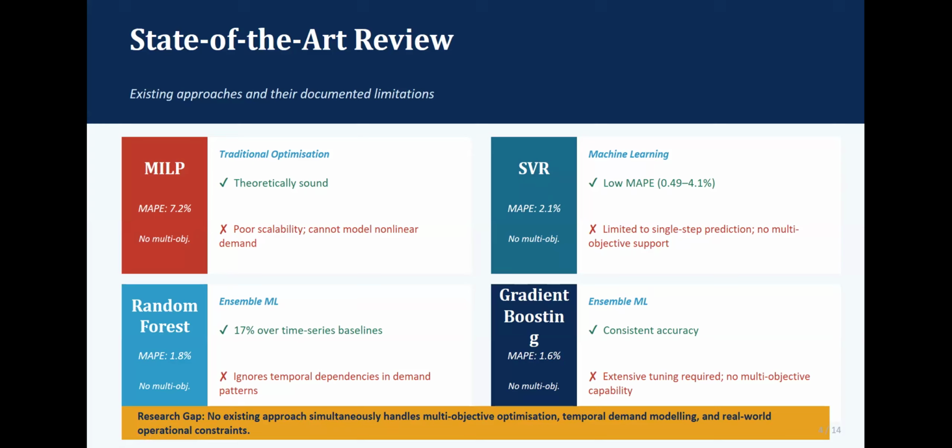The third one we went through was the random forest method, which ensembles the machine learning process with 17% improvement over time series baselines. And we have gradient boosting, which we call GBs, which has consistent accuracy but requires extensive tuning and has no multiple objective capabilities. So overall, there is a research gap, which we coined: no existing approach simultaneously handled multiple objective optimization, temporal demand modeling, and real world operational constraints.